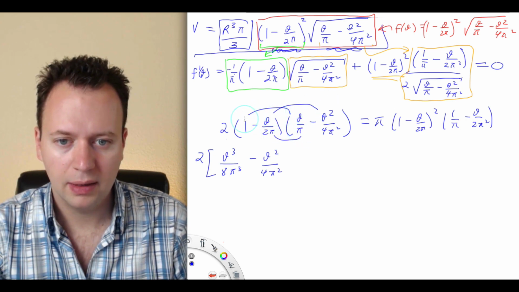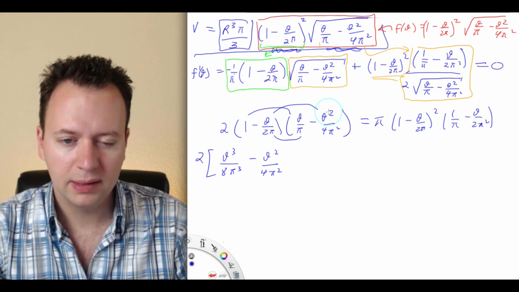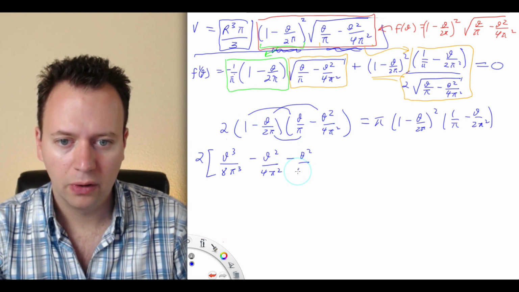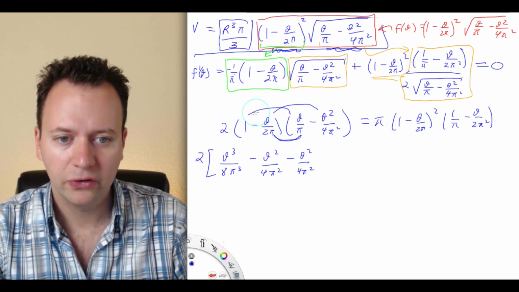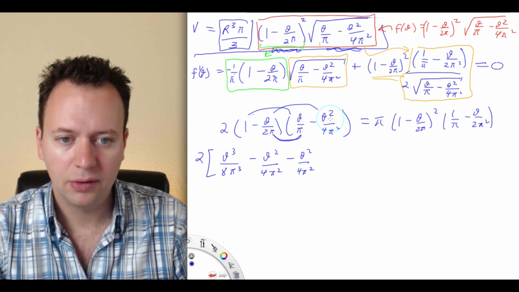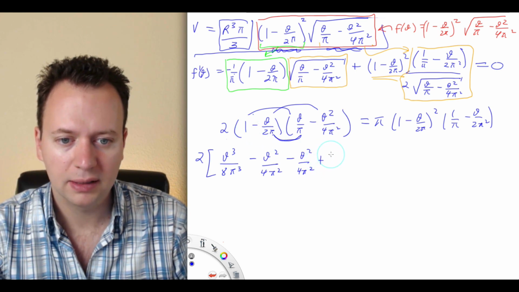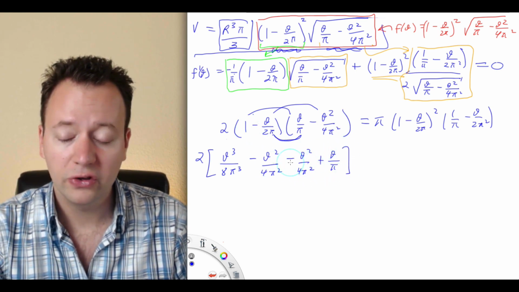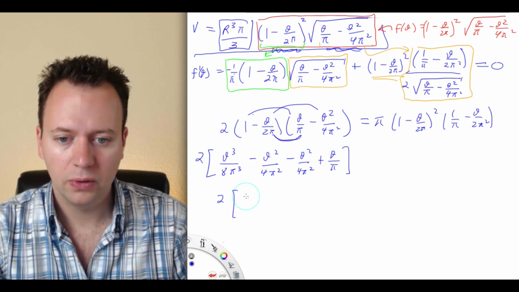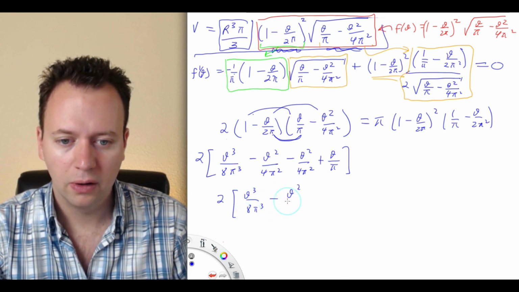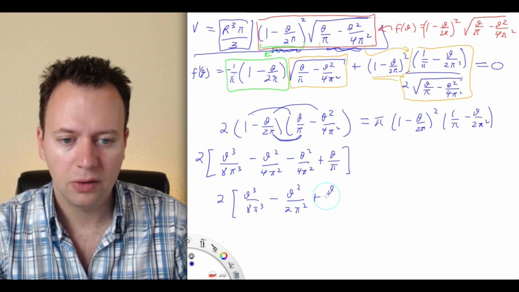So that's these two. And then we get 1 times this, so that's minus theta squared over 4 pi squared. So one term of this comes from right here. We get minus theta squared over 4 pi squared. And we also get this one right here, minus theta squared over 4 pi squared. And then finally plus theta over pi. And of course, these two can combine, and we can get 2 theta cubed over 8 pi cubed minus theta squared over 2 pi squared, right? 1/4 plus 1/4 is 1/2, plus theta over pi.